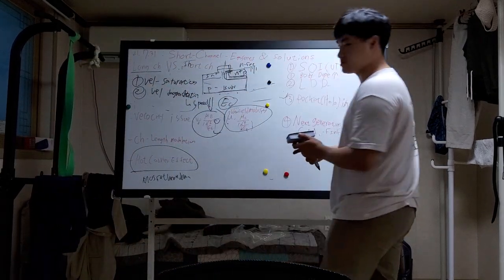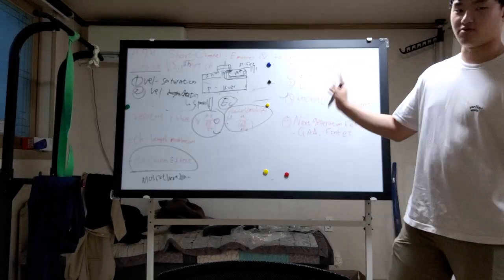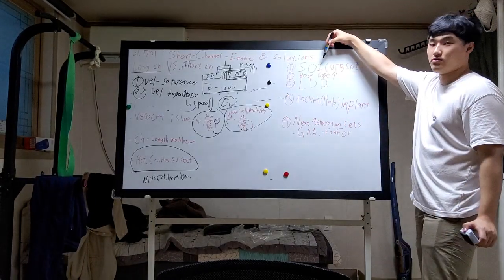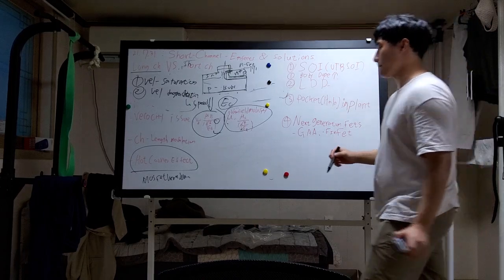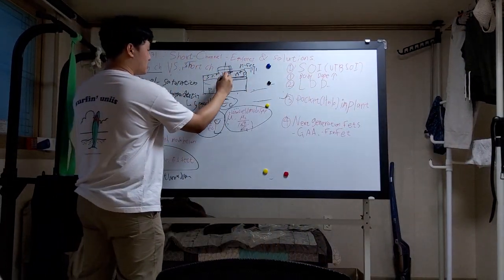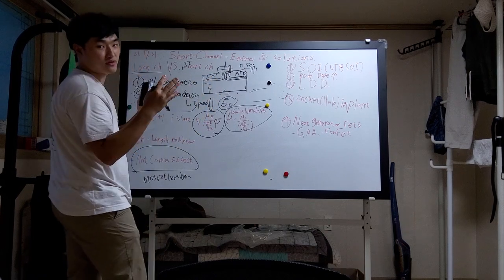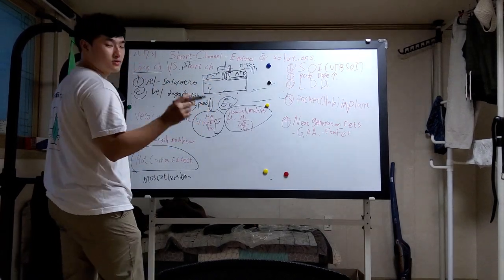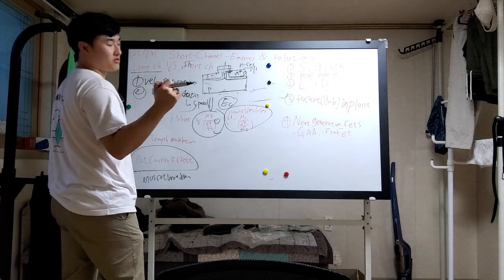So we have solutions around this. First, silicon on insulator. Very simple. For the quantitative case, the depletion will be enlarged and finally overlapped. So to plot this, plot the source that happens as a depletion region.